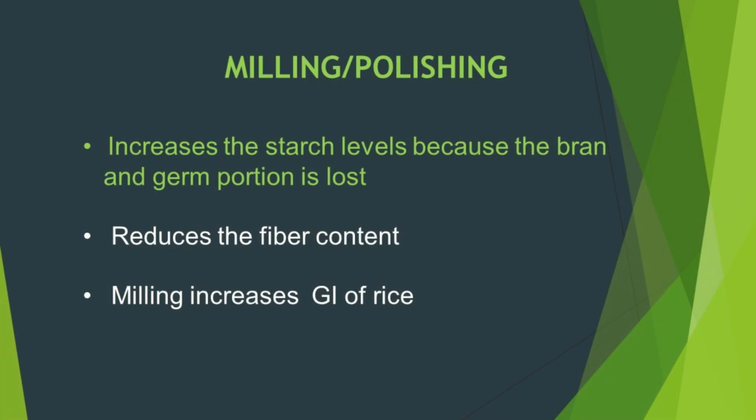What else happens with milling? During milling, there is loss of bran and a portion of the germ. So there is a relative rise of the starch content. And also there is loss of fiber. Ultimately, that increases the glycemic index of the rice.